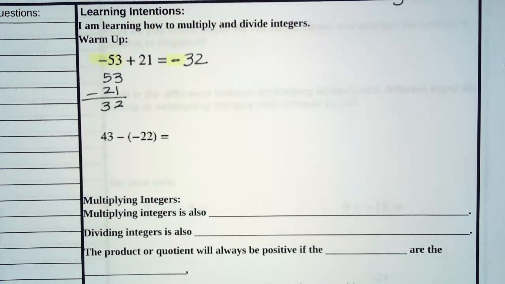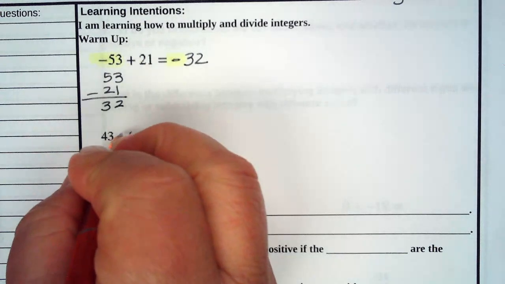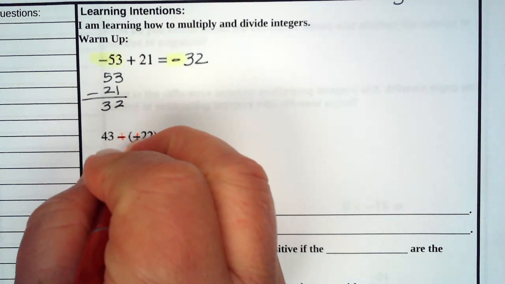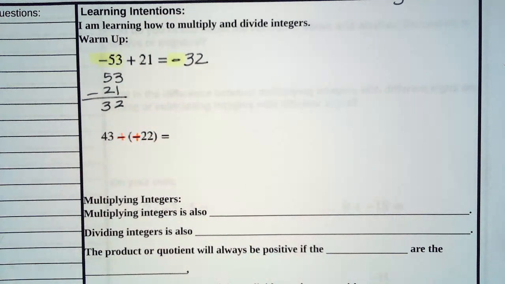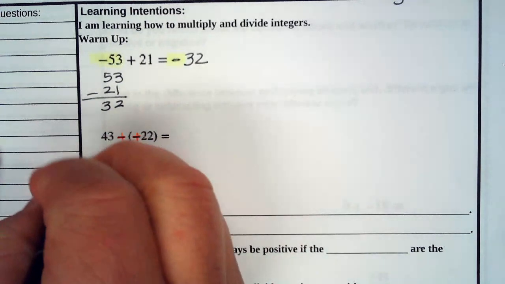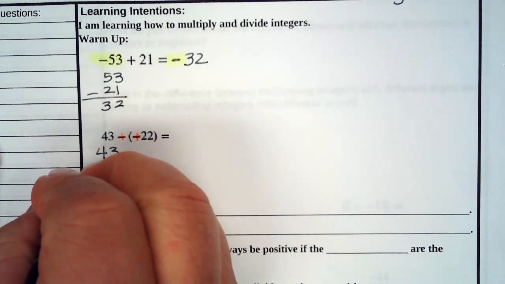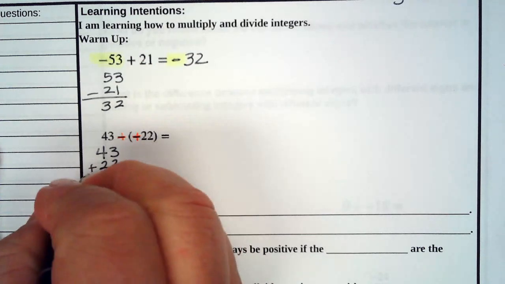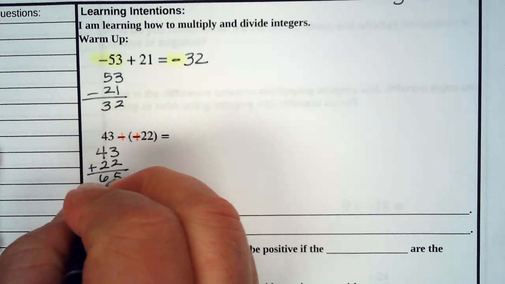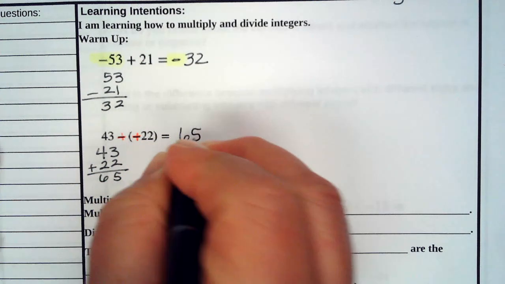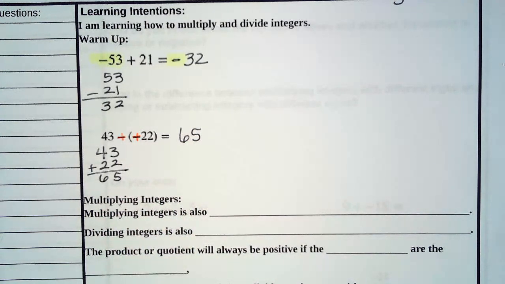43 minus a negative 22. Do we minus a negative? No, we plus that positive. So, 43 plus 22 will give me 65, and the answer is 65.